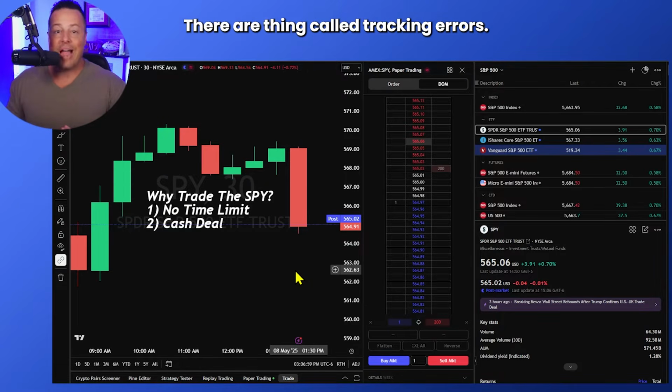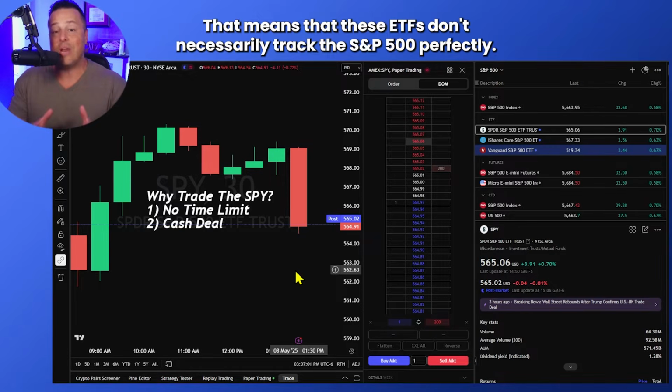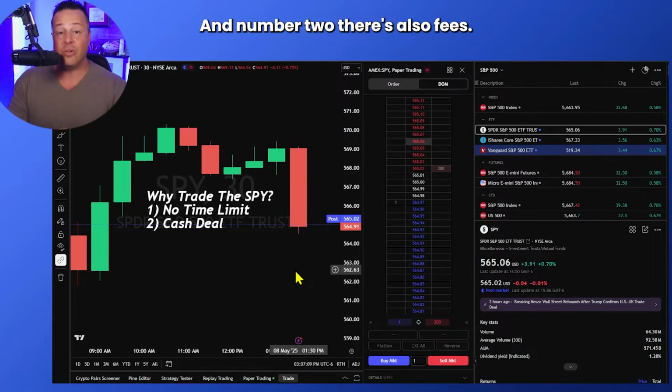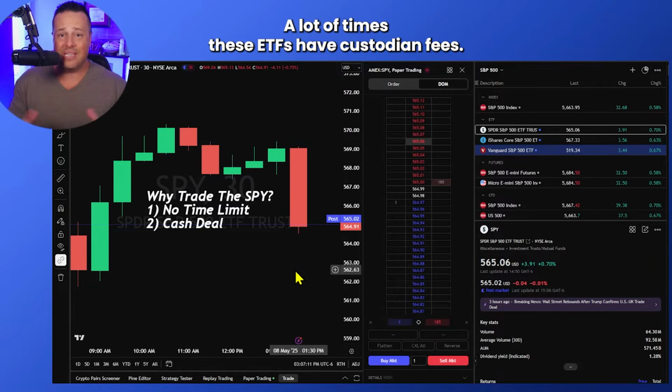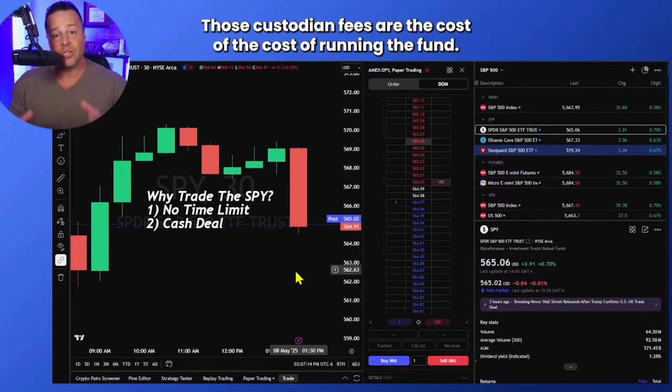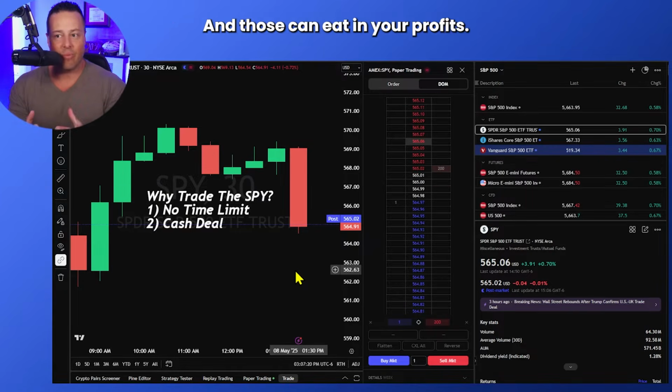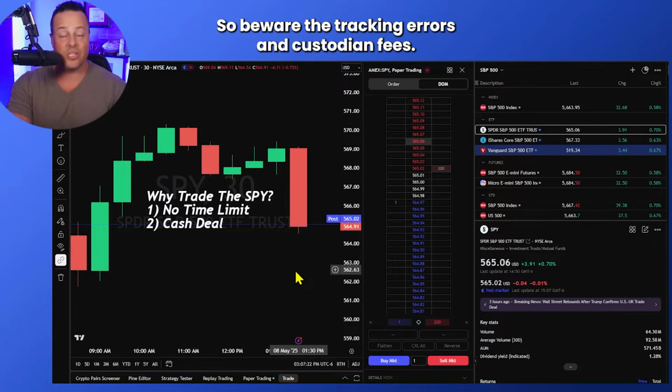There are things called tracking errors. That means that these ETFs don't necessarily track the S&P 500 perfectly. That's an issue. You need to research exactly the ETF you want and find out its tracking error. And number two, there are also fees. A lot of times these ETFs have custodian fees. Those custodian fees are the cost of running the fund, and they pass that on to the consumers, and those can eat into your profits. So beware the tracking errors and custodian fees.